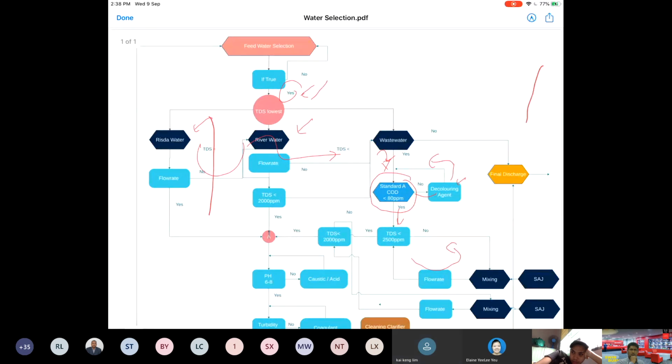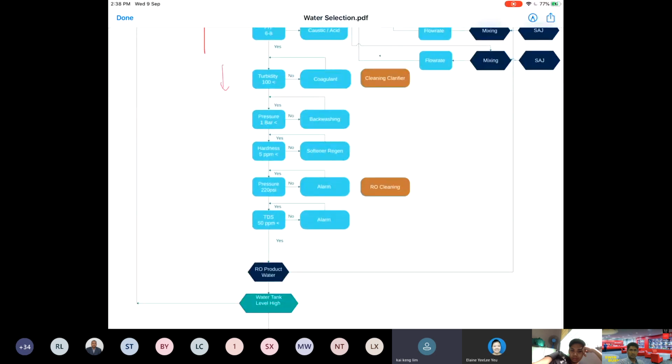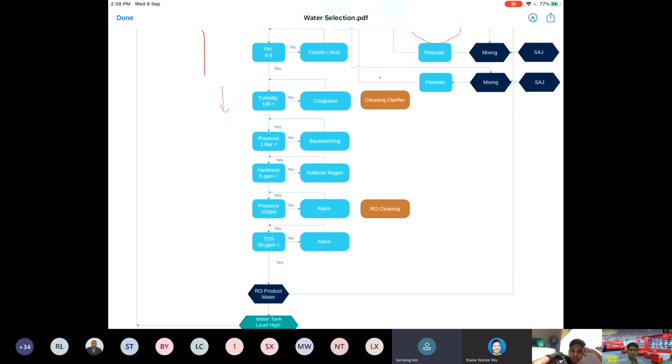It will slowly produce the TDS that we want, and it starts to go into our RO system, and our RO system will start to measure a lot of data. This is the detail of how the water treatment actually runs, because you need to know the pH, you need to know the turbidity. As I mentioned just now, we have a few systems, and we need to have a lot of feedback from them. Only then will our RO system run at optimum. Okay, so this is how the programming looks like.